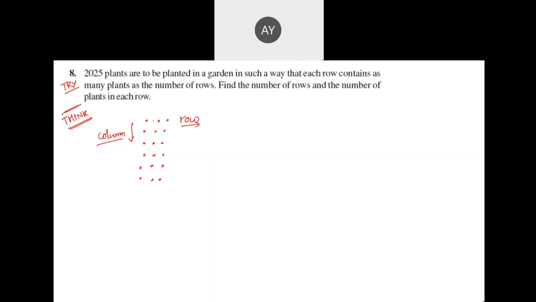Here 3 are there. How many rows are there totally? 6, sir. The number of rows is 6 and the number of columns is 3. 6 times 3 is 18. It is like this. Here the number of rows is x and the number of columns is also x. So the total strength will be x into x, which is x square.